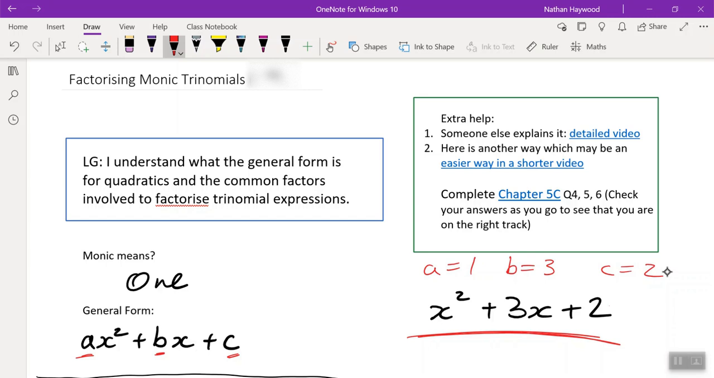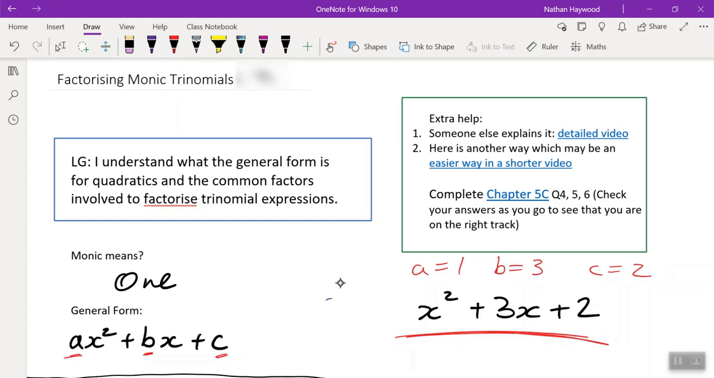So there's quite a few different ways to factorize a monic trinomial to get the same answer. I'm going to teach you the ACB method. So you multiply the a and the c, and you write down the b. What's the a times the c? 1 times 2 is, and b is. So that's the first step.